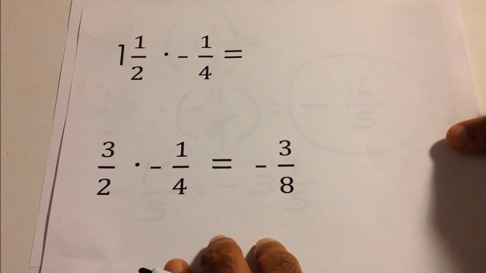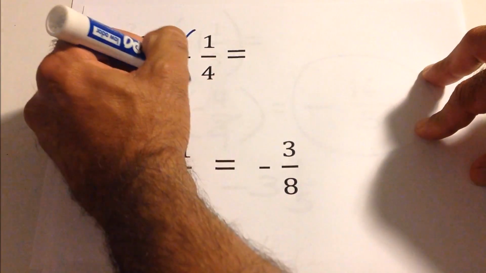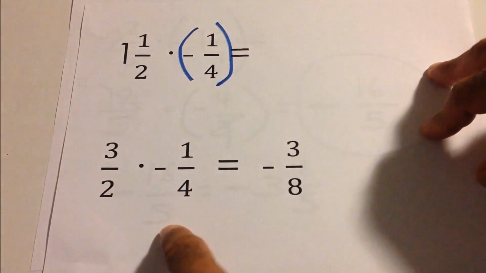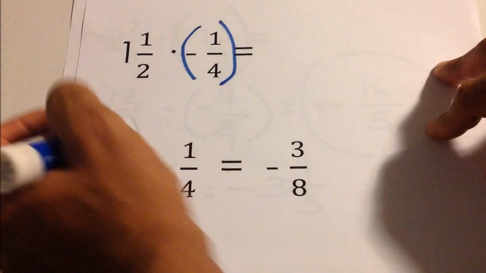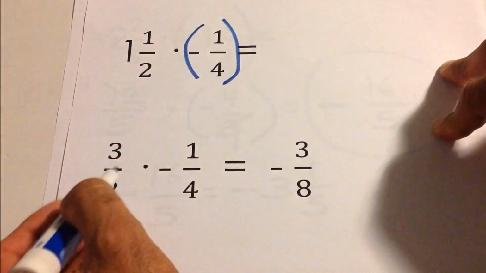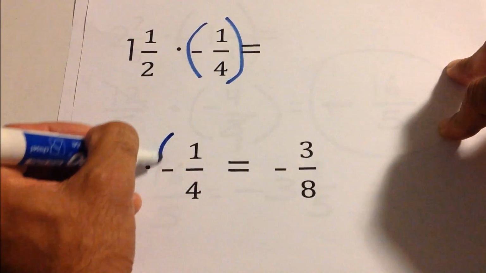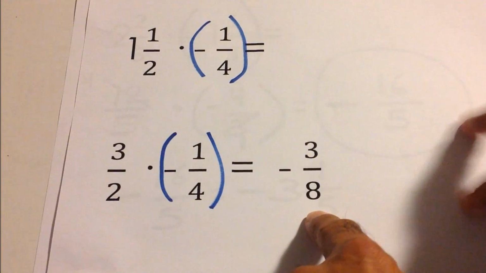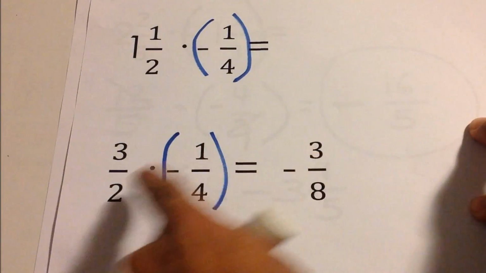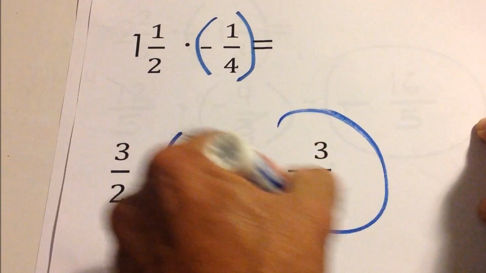Okay, try this one. So as you can see, how did I get 3 over 2? 2 times 1 is 2, plus 1 is 3. And how did I get negative 3/8? 3 times 1 is 3, 2 times 4 is 8. So there's our answer, negative 3/8.